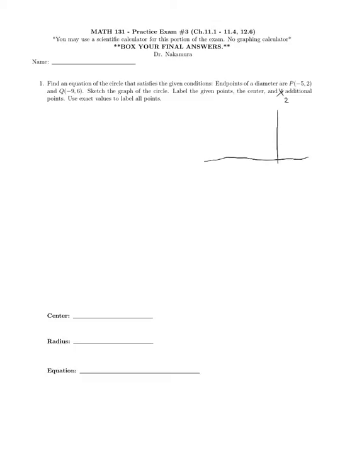Let me see, negative 5, 2. 1, 2, 3, 4, 5, and I have to go 6, 7, 8, 9. Okay, 1, 2, negative 1, 2, 3, 4, 5, 2. Okay, let me label this as negative 5, 2. And then negative 9, 6. 2, 3, 4, 5, 6. So maybe that's over here. Okay, so this is negative 9, 6. And here is the diameter.